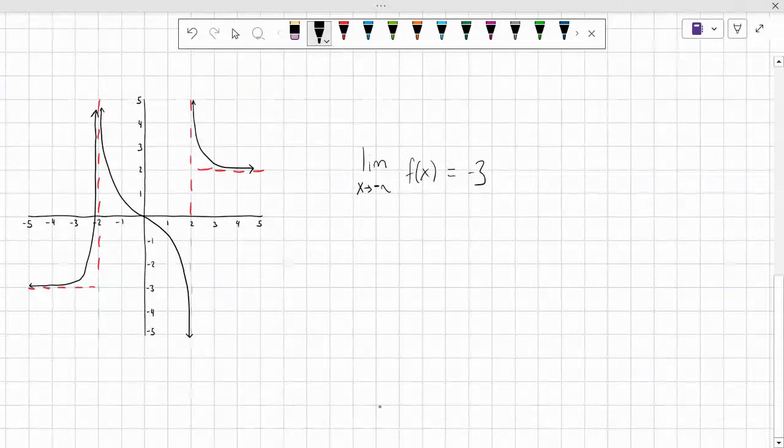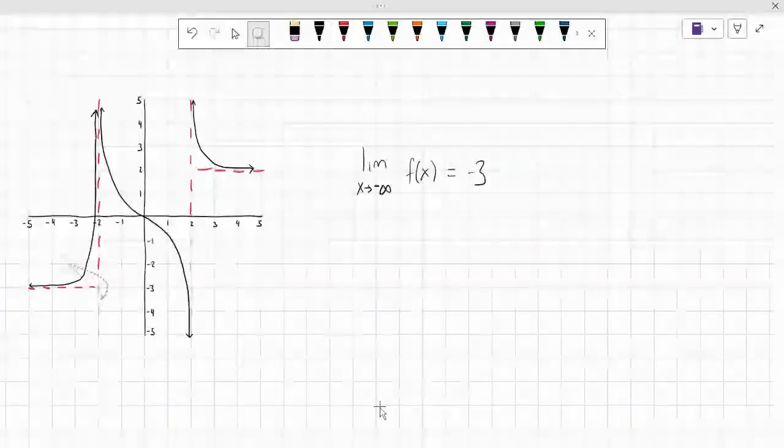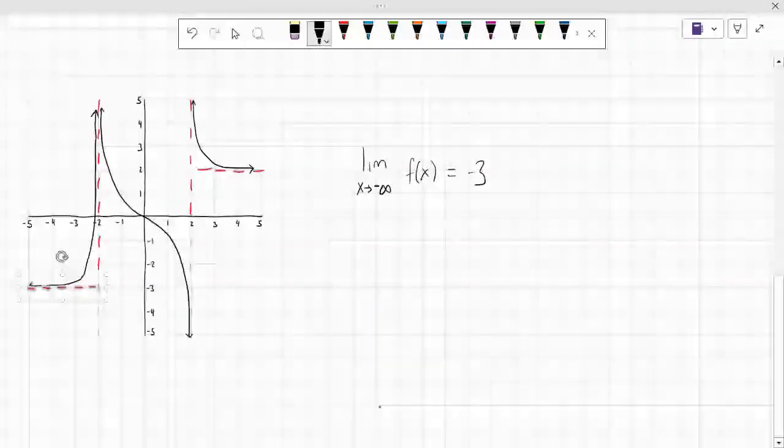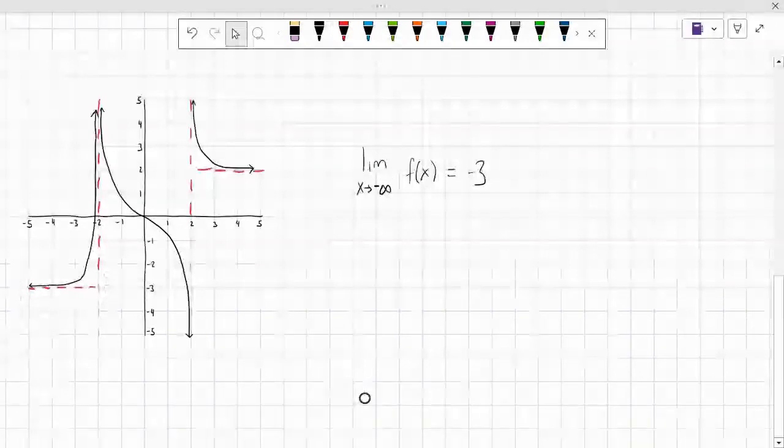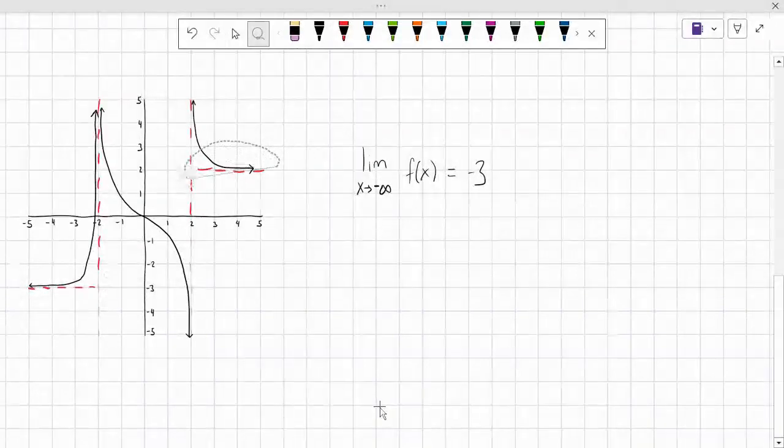So we're going to write it as the limit as x is approaching -infinity of this function f of x equals -3. This limit statement represents the fact that we have a horizontal asymptote here. And I guess what I'll do is look at this horizontal asymptote next.